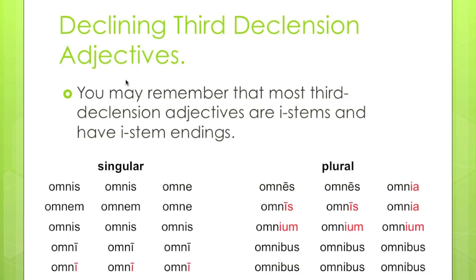Now, let's talk about declining comparative adjectives. The first thing to remember is that when we decline third declension adjectives, we generally decline them as I stems. The vast majority of third declension adjectives are I stems. Here's a good example: omnis, omne. And if you look at it, the ablative forms are I stem forms, and all these plural forms are I stem forms. So most third declension adjectives are I stems.